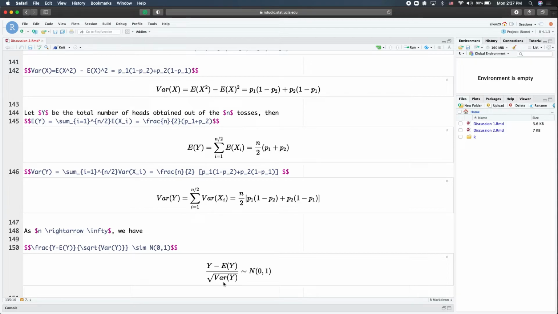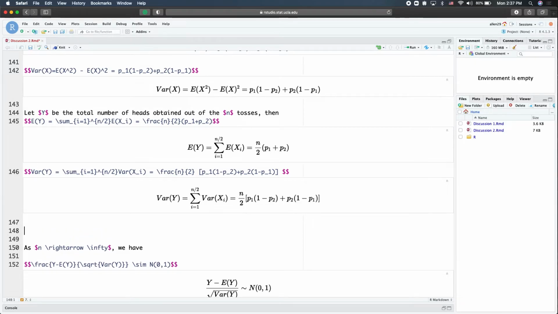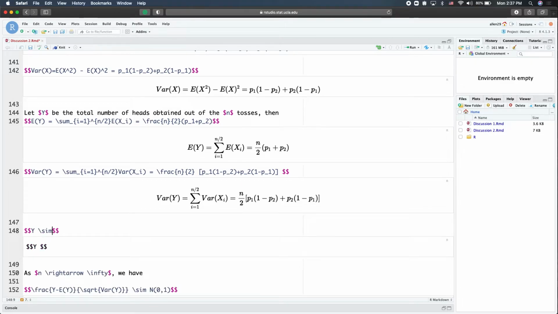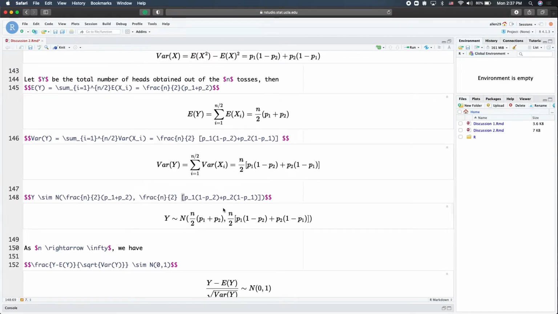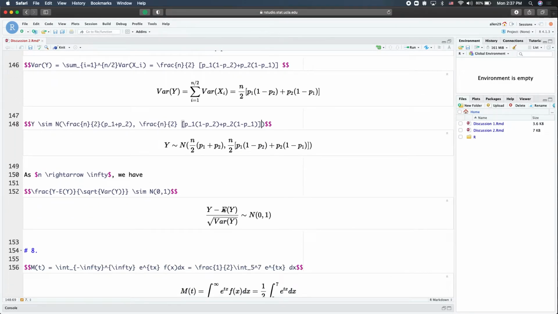For that problem, instead of standardizing it, can we also write it as a normal distribution with the mean and variance? Yeah, so you are talking about like that, right? Basically these two lines are the same.